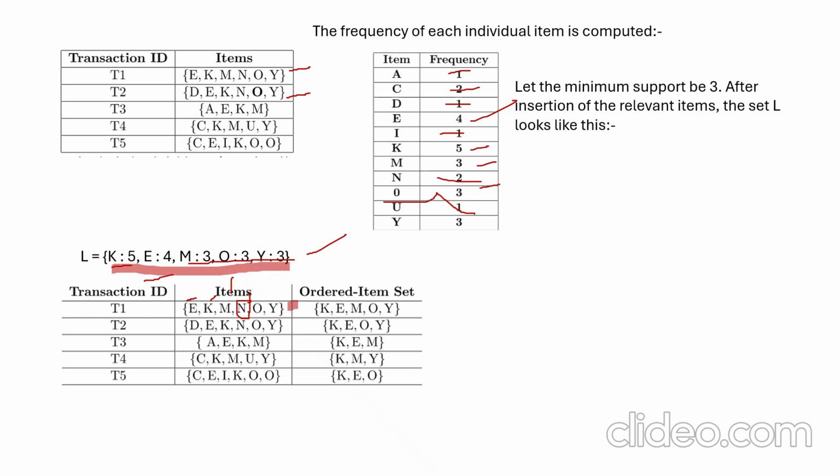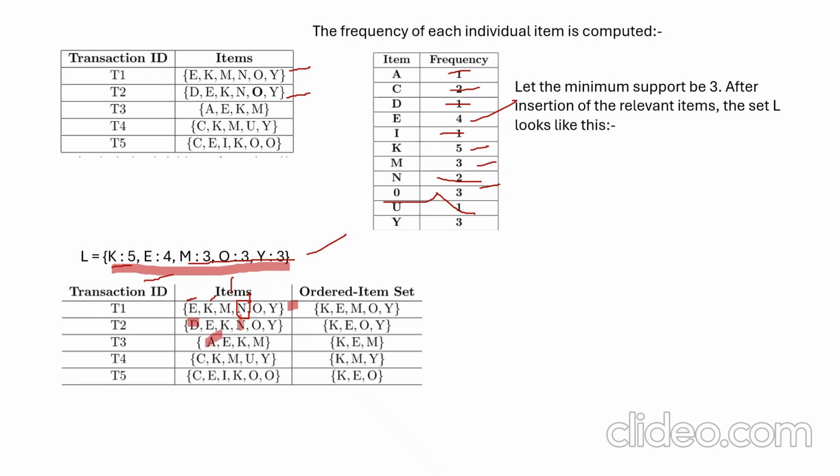And when you come here, you have D, E, K, N, O, Y. Again, we will eliminate this N and then this D. So E, K, O, Y will be there. If you rearrange according to our list, it will be K, E, O, Y. And you have A, E, K, M, where A is not supporting our minimum threshold.